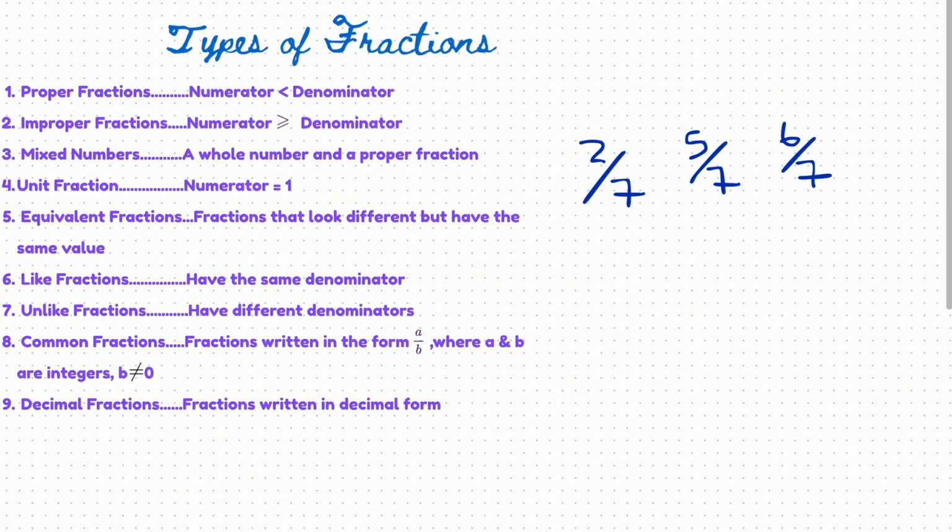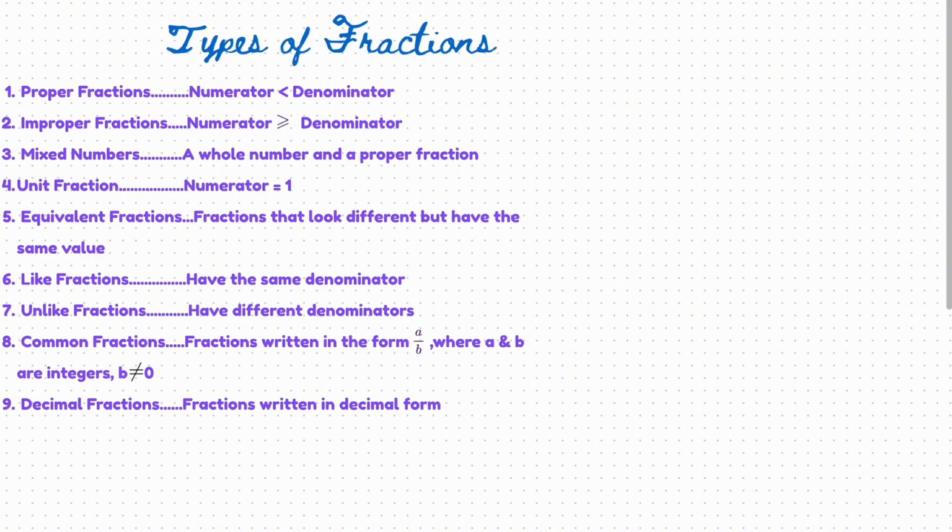What about unlike fractions? That is simply the opposite of like fractions. So if like fractions have the same denominator, then unlike fractions should have different denominators. For example, 1 over 4, 2 over 3. These would be unlike fractions because the denominators are not the same.